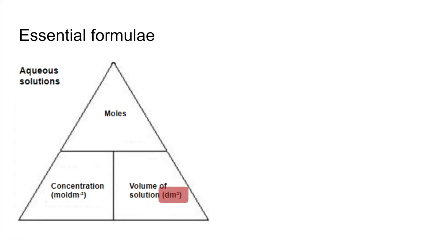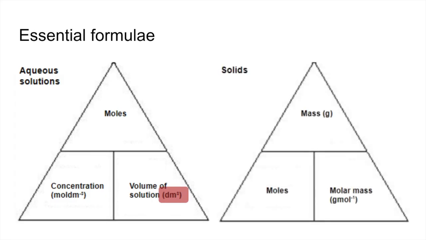So if you're given the volume of the solution in cm cubed, you divide by 1000 to get it into dm cubed. The other formula we'll be using is the solids formula. So mass is equal to moles multiplied by molar mass. And just a reminder that the mass has to be in grams.